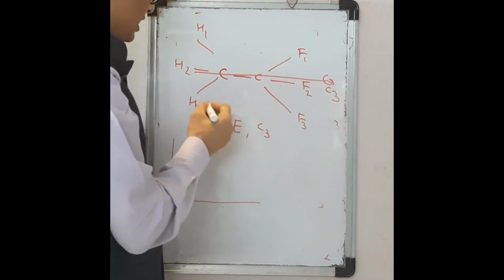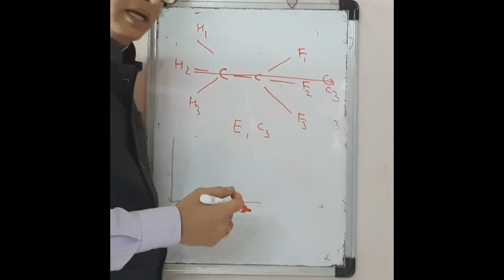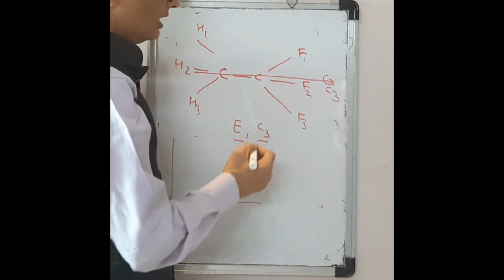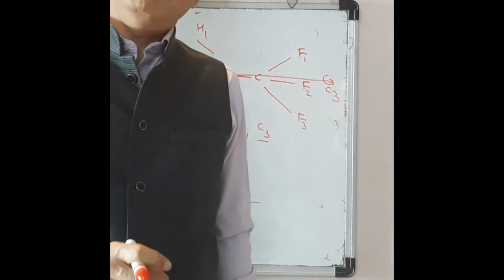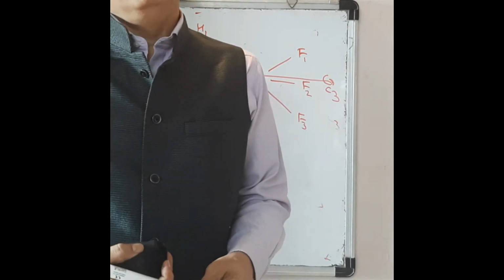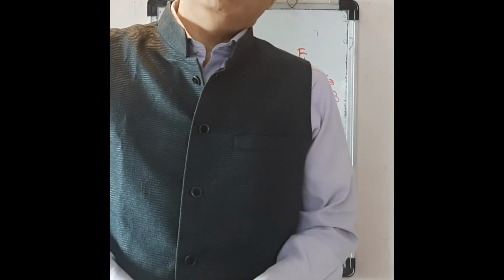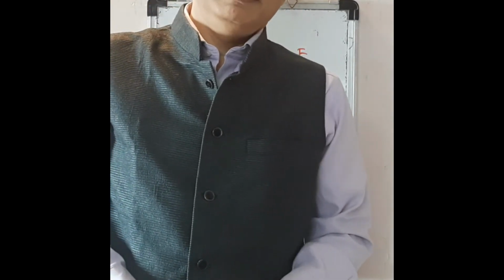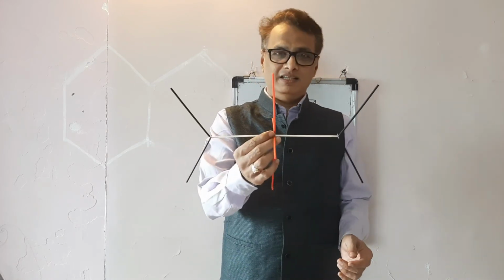It doesn't contain a center of symmetry. It doesn't even contain a plane of symmetry. So it contains E and C3. So this contains only two symmetry elements, the identity element E and the proper rotation axis. Now let's find out the symmetry elements possessed by allene.